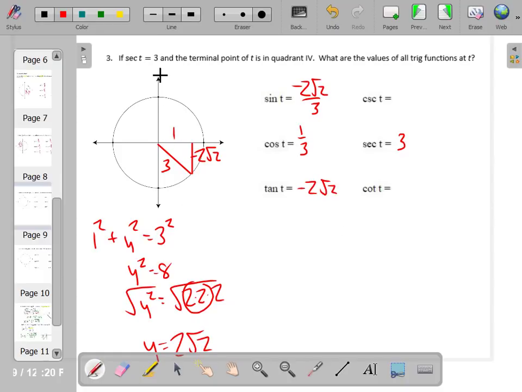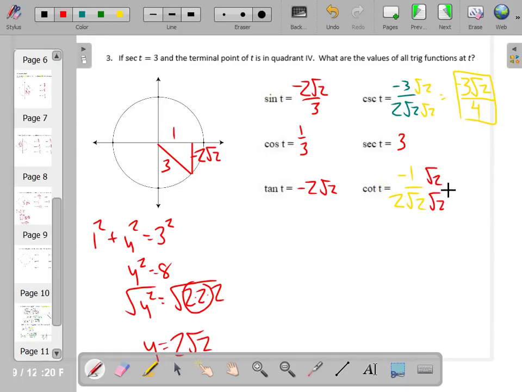Okay, fine, over 1. Now, let's take those and do the reciprocals, but I know I'm going to have to rationalize some denominators. So this is -3 over 2 radical 2, and I'm going to rationalize that by giving him a buddy. And this simplifies to -3 radical 2 over, that's 2, and 2 times 2 is 4, so -3 radical 2 over 4. Same thing with cotangent, -1 over 2 radical 2, give him a buddy. -radical 2 over, again, that's 2, and 2 times 2 is 4.